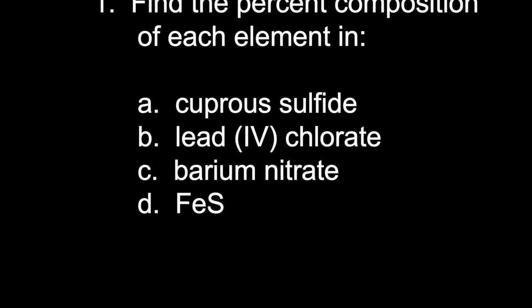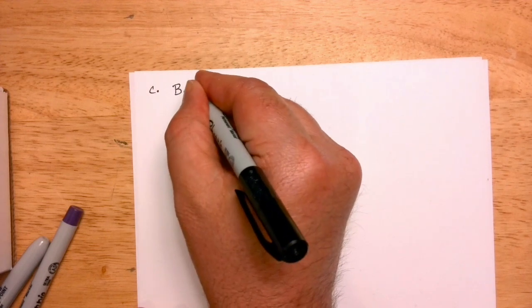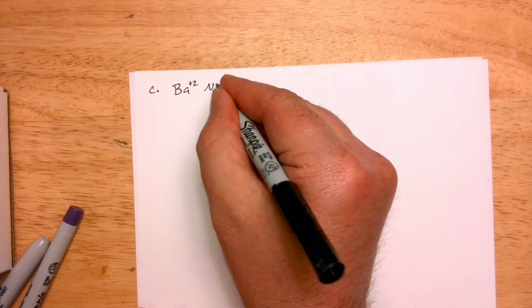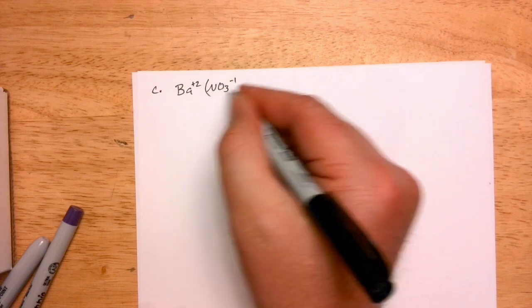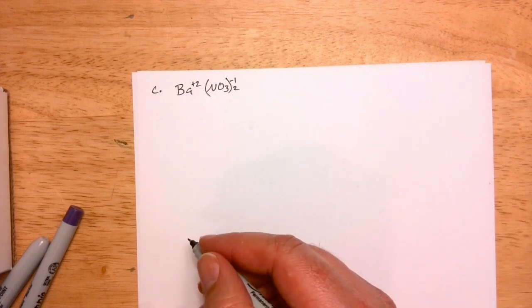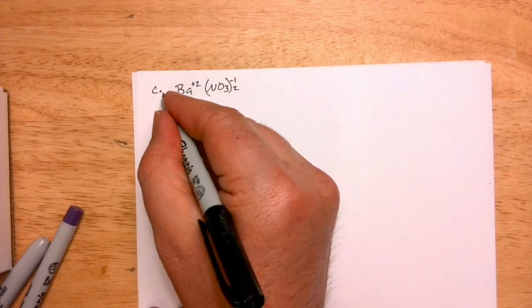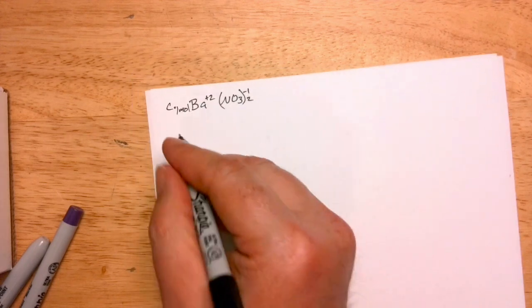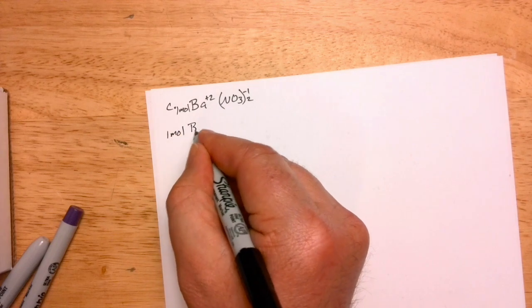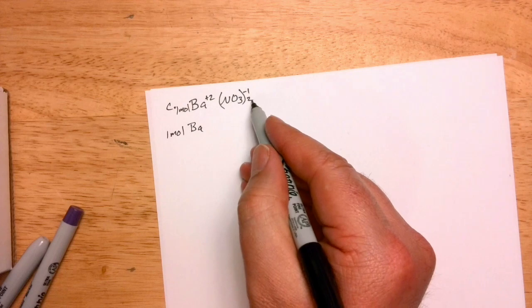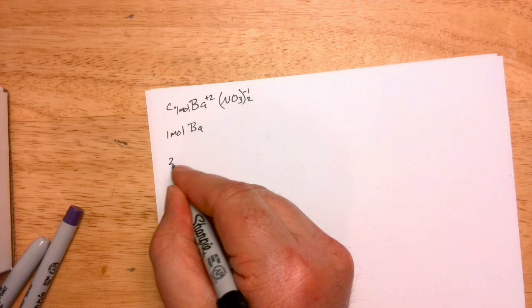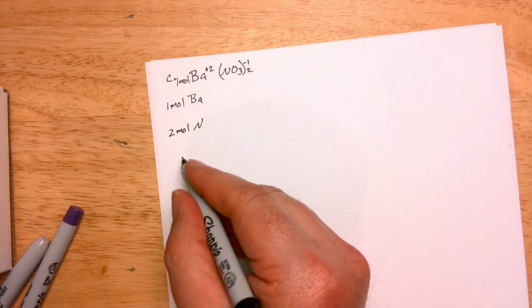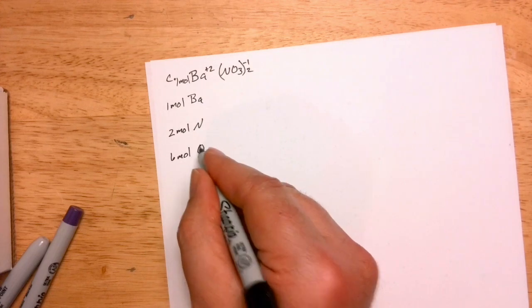C, barium nitrate. So this is part C. Barium is Ba positive 2. Nitrate is NO3 negative 1. So positive 2, negative 1, you need 2 nitrates. So assume you have 1 mole of barium nitrate, which means you're going to have 1 mole of barium. And again, the 2 is being distributed to everything on the inside of here, so everything inside is going to be multiplied by 2. So you're going to have 2 moles of nitrogen and 6 moles of oxygen.